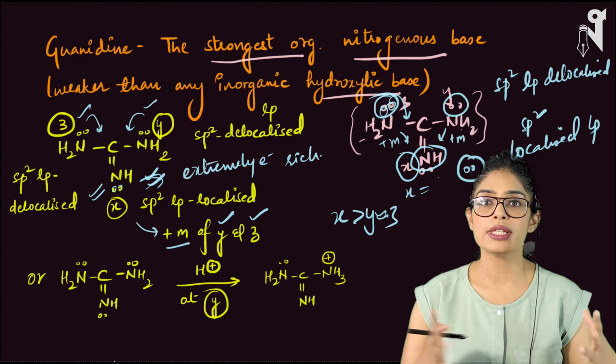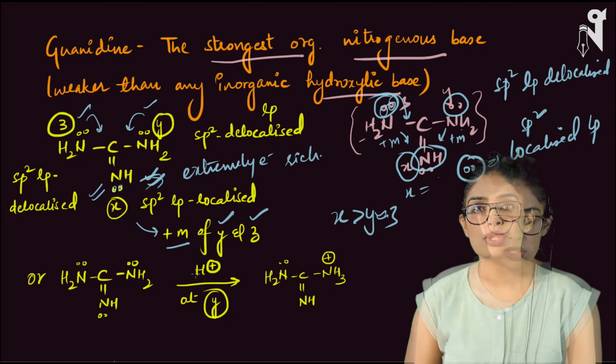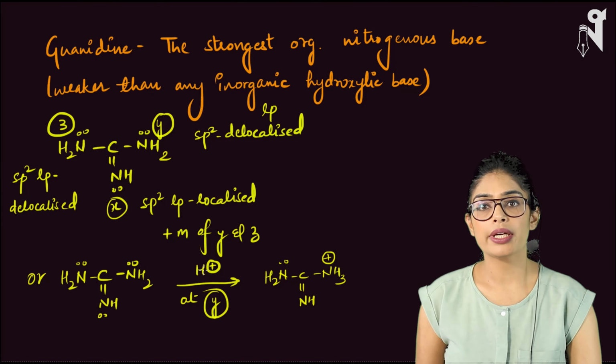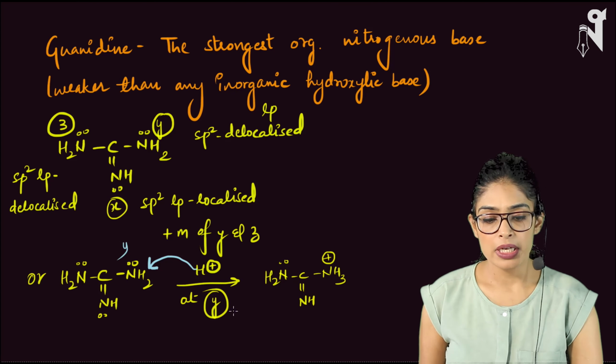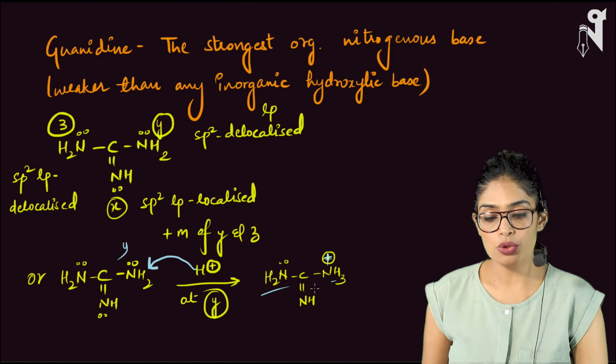As I mentioned before, this can also be explained through its conjugate acid stabilization. So what we'll do is attack hydrogen at each and every nitrogen and see how their cations are formed. Let's suppose this H plus attacks this nitrogen, this is Y. Then it will form this species, and the plus charge is present over here.